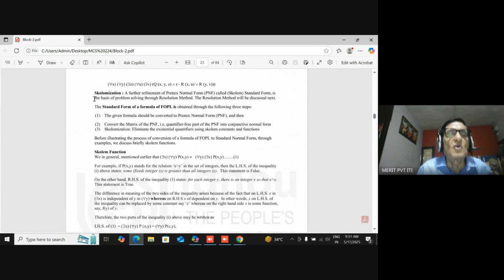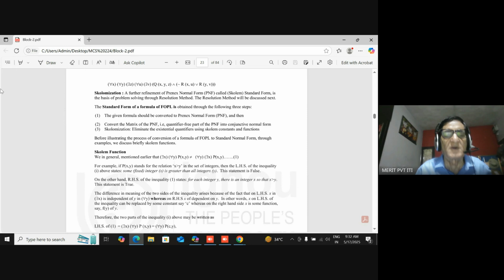Then comes Skolemization, a further refinement of PNF called Skolemization. This is the basis of problem solving through the resolution method. The resolution method we discuss next. The standard form of the formula of FOPL is obtained through the following three steps. The given formula should be converted to PNF, then convert the matrix of the PNF, that is the quantifier-free part, into conjunctive normal form, and Skolemize: eliminate the existential quantifier using Skolem constants and functions.